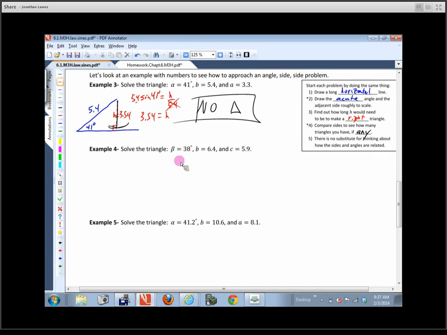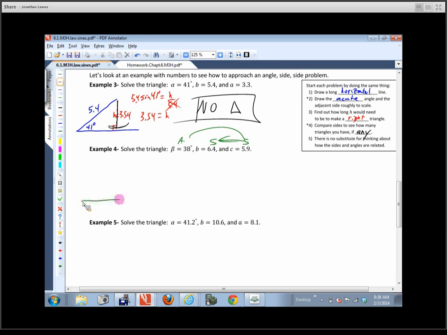Please do these the same every time. First of all, check and see what we've got. I've got an angle and a side and a side. If I put these in order, this is angle beta, this is side B, and this is side C. So this is the angle, this is the side, and that's the other side. So it's this one, then that one. Because remember, B is going to be across from angle beta.